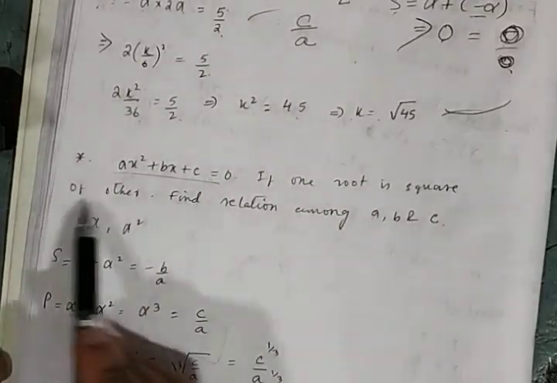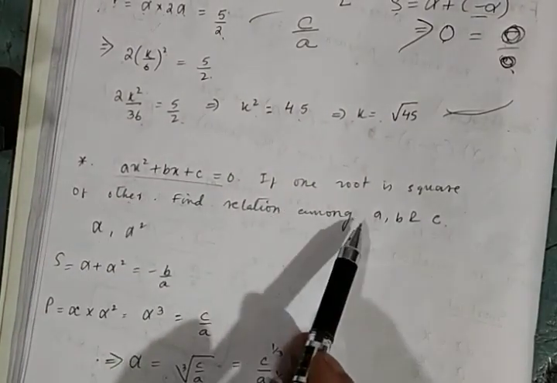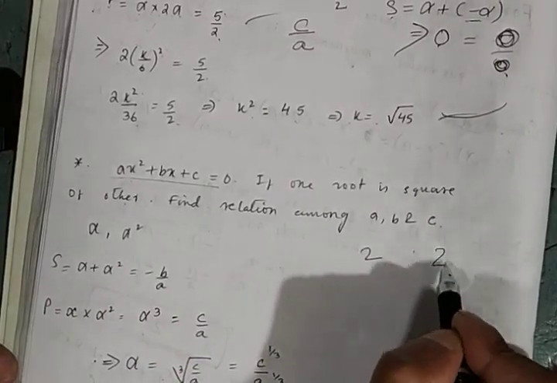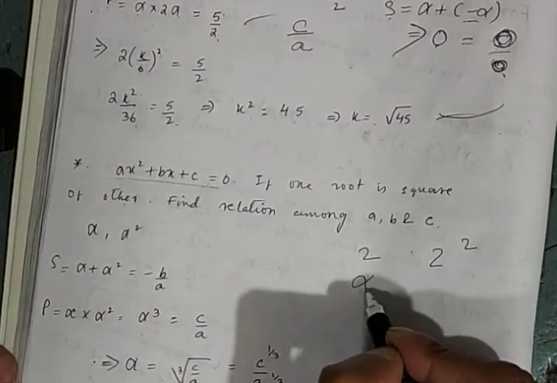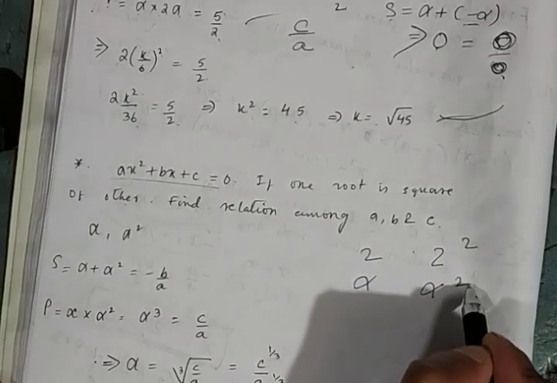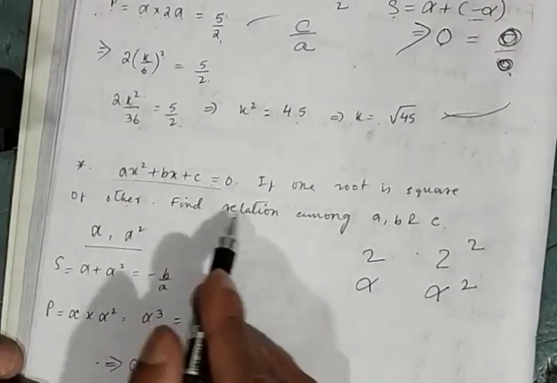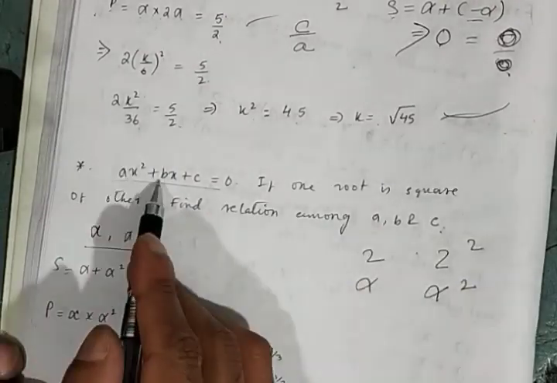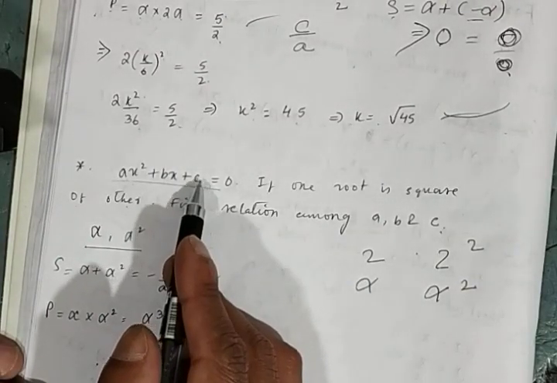If one root is square of the other, see, one root is square of the other. That means if one root is 2, the other root will be 2 square. If one root is alpha, the other root will be alpha square. See, find the relation among A, B and C. I cannot find out A, B, C together. It's not possible. See, 3 unknowns.